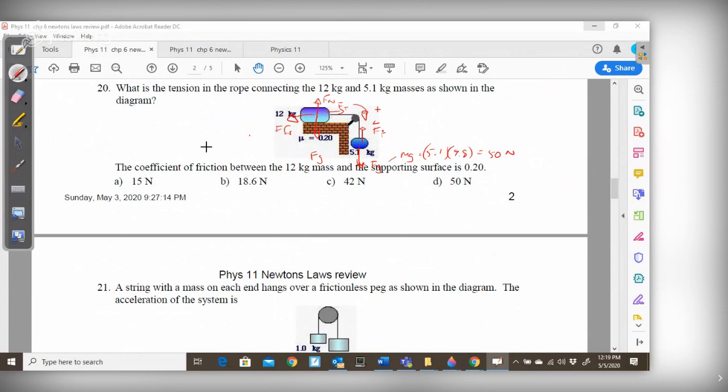The force of friction is mu Fn, mu mg. And so our m is 12 times our 9.8 times our 0.45. Try that again. Sorry, 12 times our 9.8 times our 0.2. And the force of friction is 23.5.